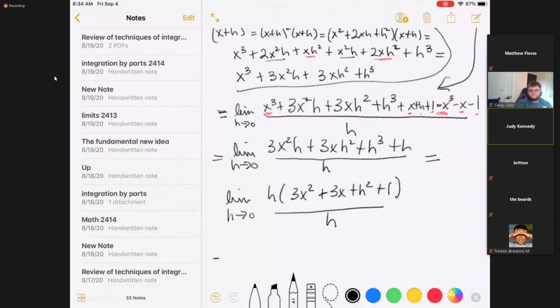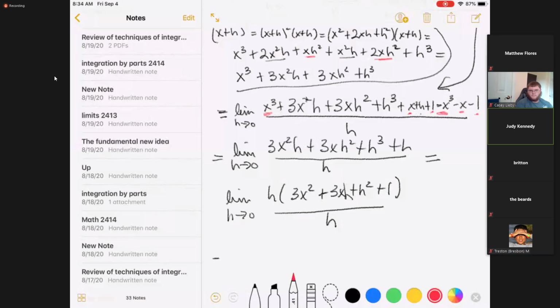And this is looking good because now I've got h as a factor on the top and h as a factor on the bottom. Couldn't there be an h with the 3x? Yes, thank you. I just saw that myself. Please point out things like that. Let's see if I can do a better job of putting that back in. Yeah, there is an h there. So I took out 1. There's 1 left.